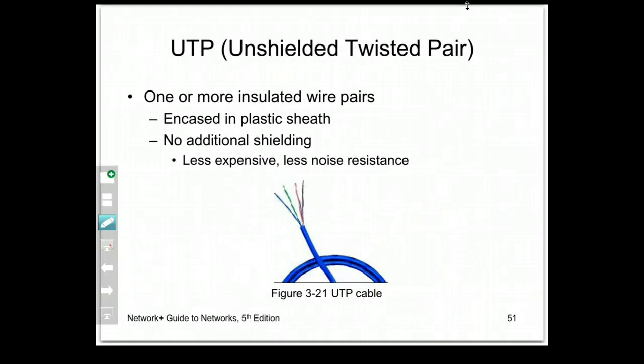Unshielded twisted pair, that's the kind we're going to use. Okay? One or more insulated pairs, but you notice there's no braided metal sheath between the wires and the outer sheath. There's no additional sheathing. It's less expensive, with less noise resistance. But most networks run upon what we're looking at here and what you'll learn how to wire.